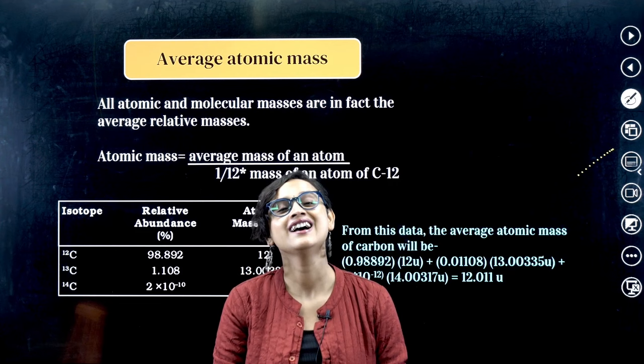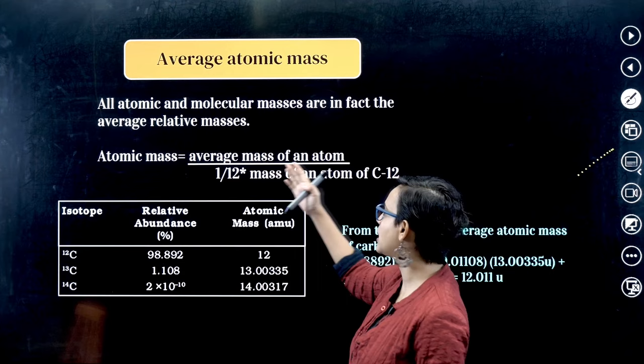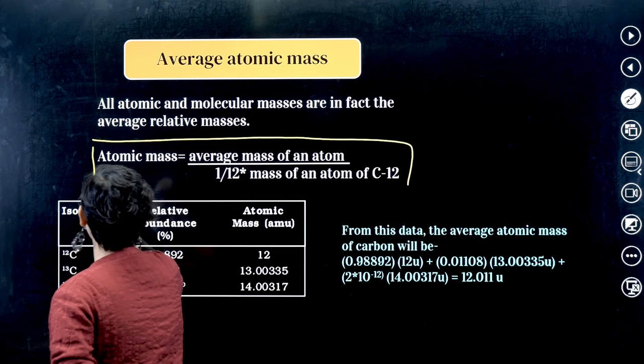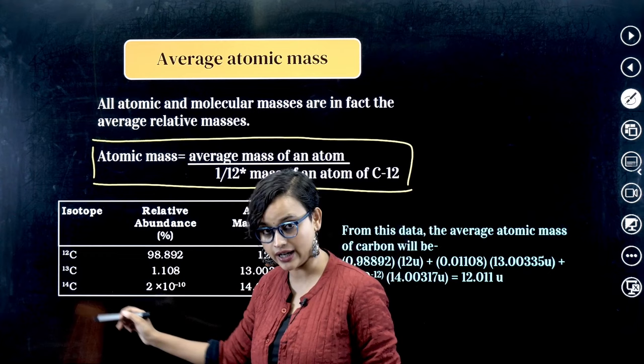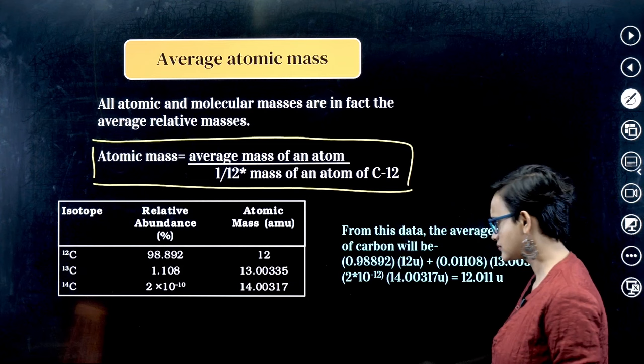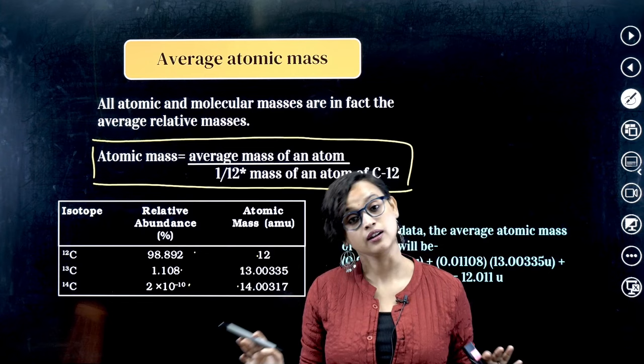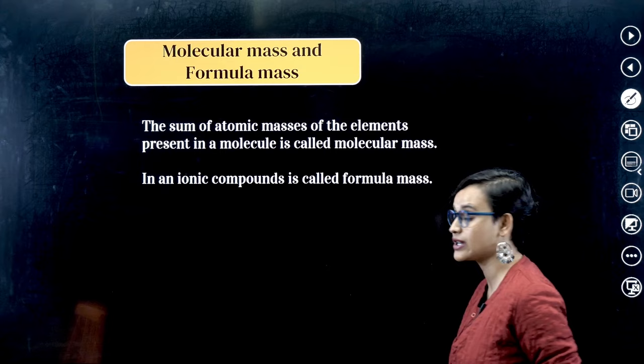So the average mass of an atom divided by 1/12 the mass of a carbon 12 atom becomes your atomic mass. But average atomic mass is given like this. If you are given this kind of data, what you have to do is multiply this with this, this with this, and this with this, and then divide by 100. That will give you the average atomic mass. We will solve a question, and then you will understand it better.